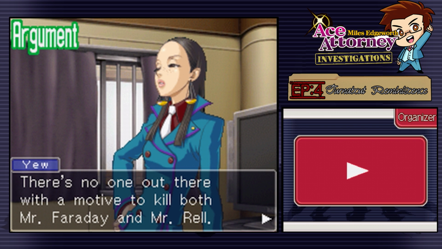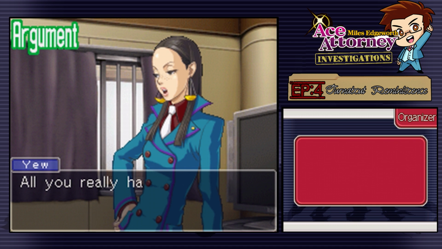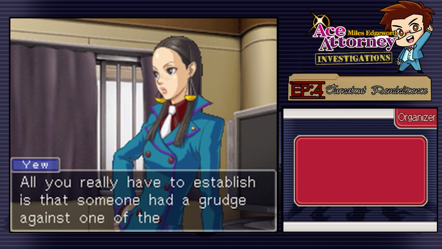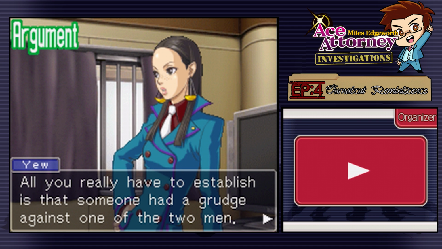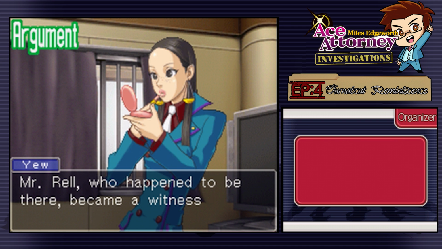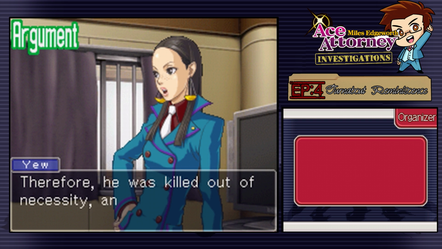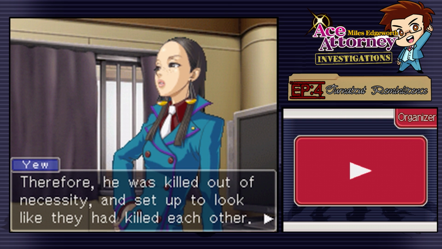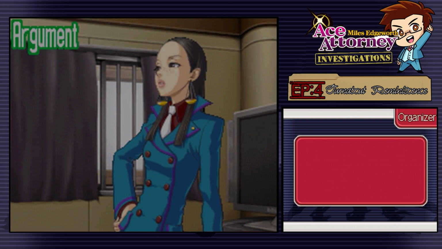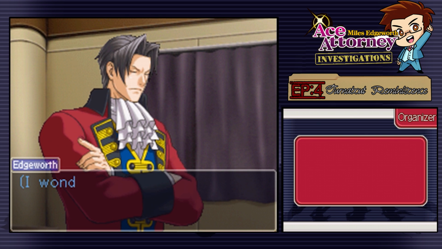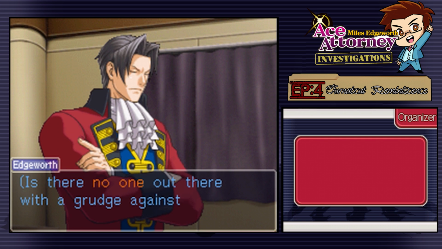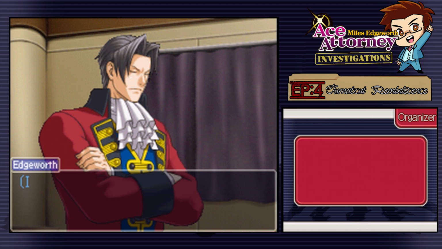There's no one out there with the motive to kill both Mr. Faraday and Mr. Rell. All you really have to establish is that someone had a grudge against one of the two men. Mr. Rell, who happened to be there, became a witness to Mr. Faraday's murder. Therefore, he was killed out of necessity, and set up to look like they had killed each other. I wonder if that's really true. Is there no one out there with a grudge against both men?